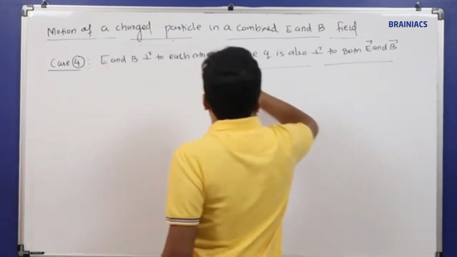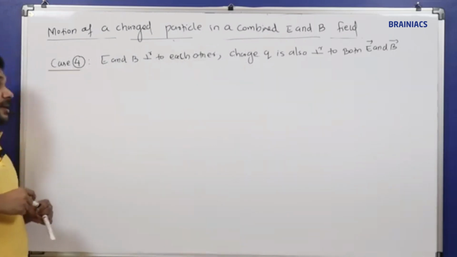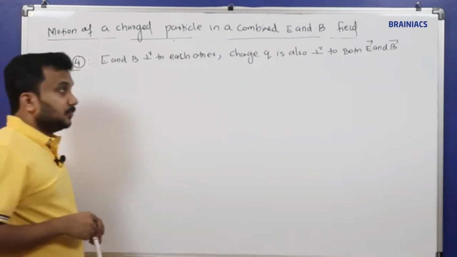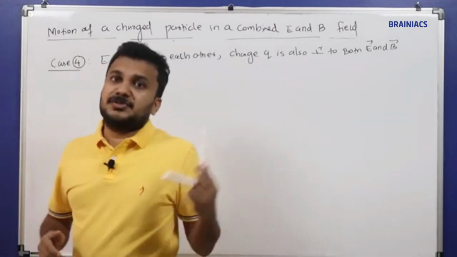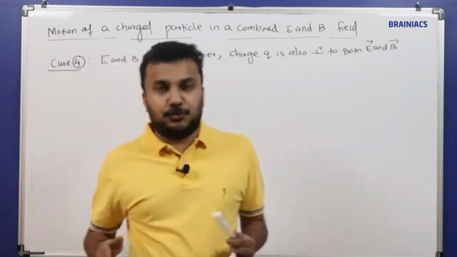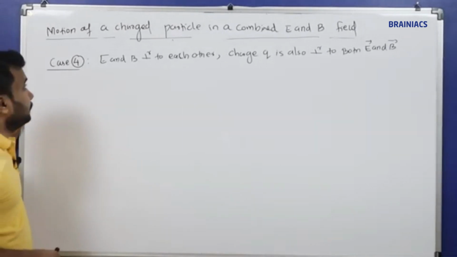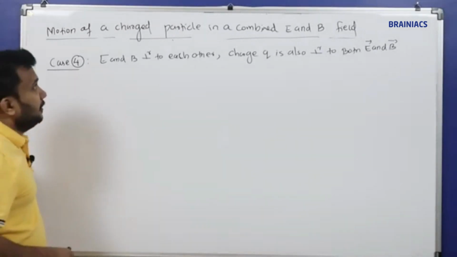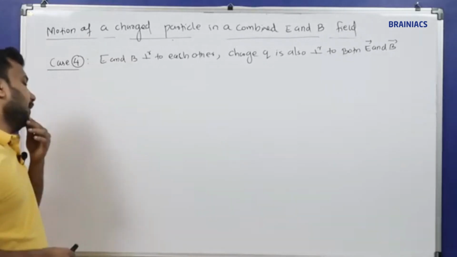Okay, so this line is not in the heading, this is a different case, right? E and B are perpendicular to each other. Charge Q is also perpendicular to both E and B. This is one of the important cases out of what we have seen so far. Let's see case number 4. Electric and magnetic fields are perpendicular to each other. Charge Q is also perpendicular to E and B.